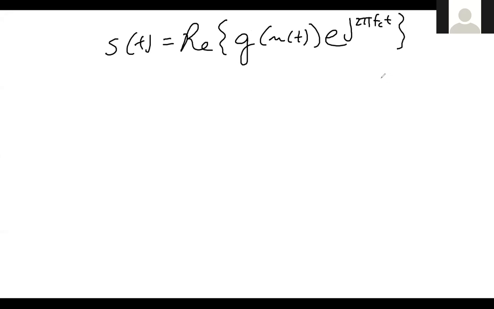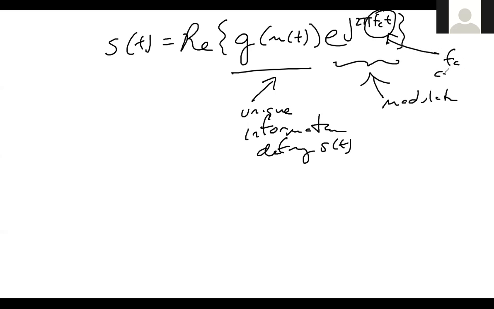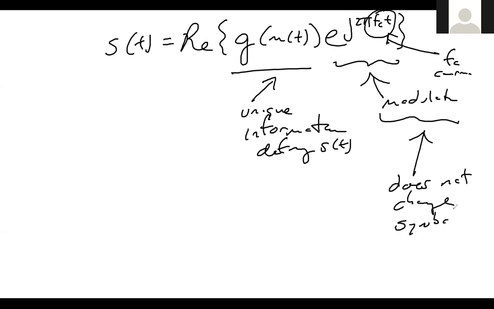So there's a few things here. What I would love to know is essentially this is unique data. You might say, well, what about the modulation, and specifically the carrier FC? Yeah, that's true. But the thing is, this does not change symbol to symbol.